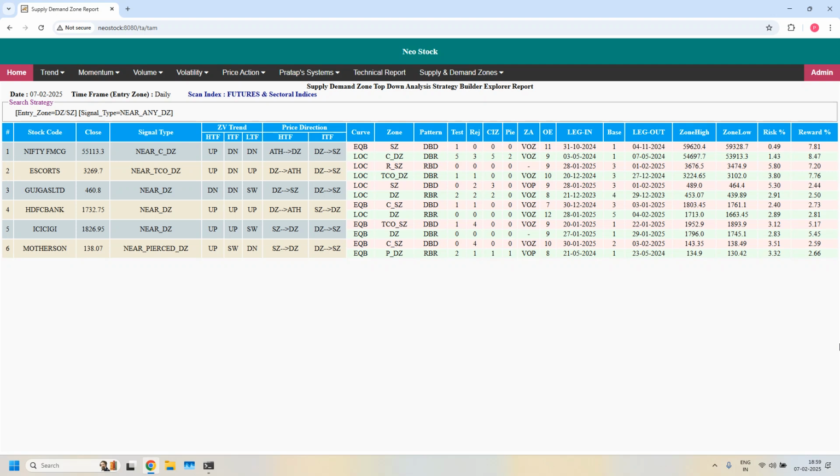Let us identify high liquidity zones from this list. First one is an indices, and moreover it is not listed in F&O, and also it is pierced, so we are ignoring. We don't have any high priority, high liquidity zones in this list. No high liquidity zones.